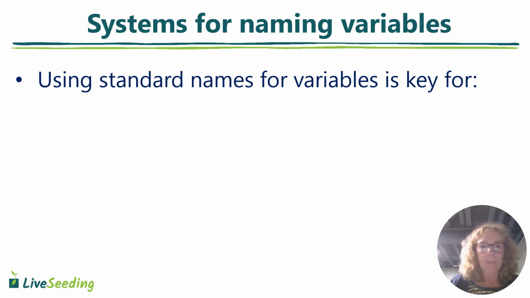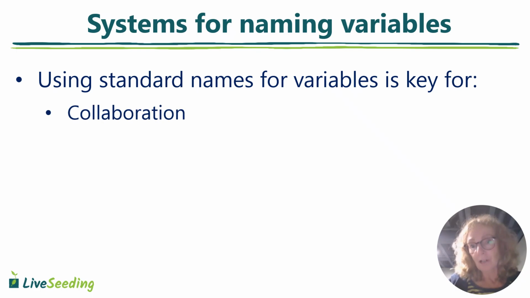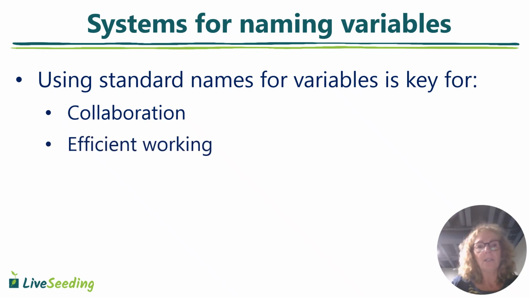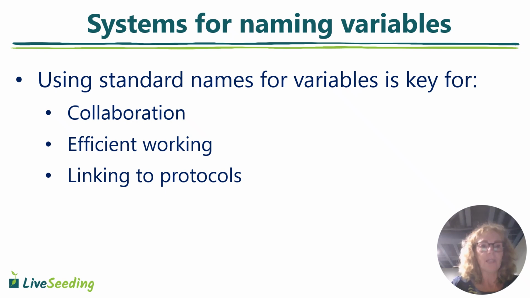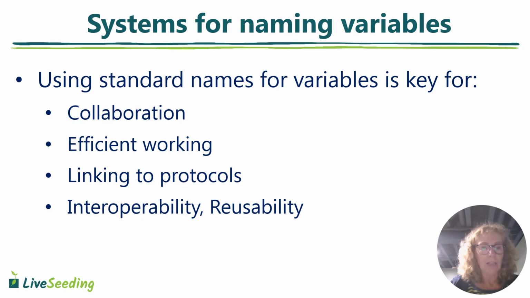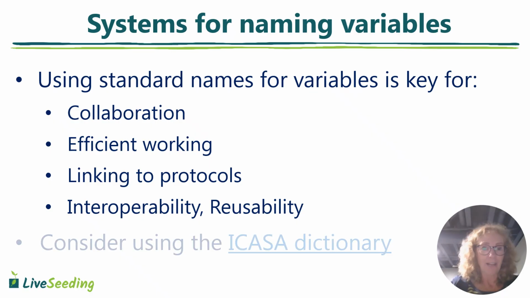So I'm going to really strongly recommend using some standard names for variables. It's really useful, and there are resources out there that provide standard variable names, just like the AgroVoc that I showed you earlier in this lecture, which was a standard set of keywords for searching information on agriculture. Likewise, there are standard ways to name variables. This is key for collaboration, efficient working, linking to protocols, and this whole interoperability and reusability, so the I and the R in FAIR.